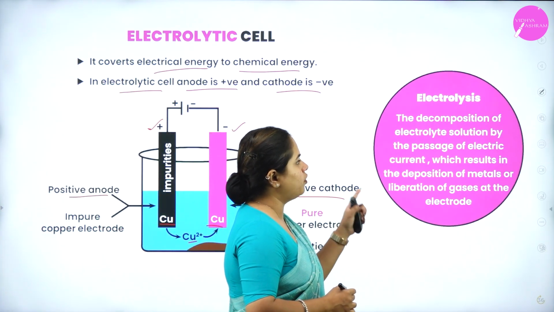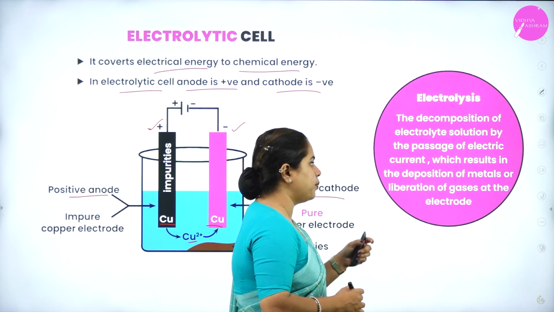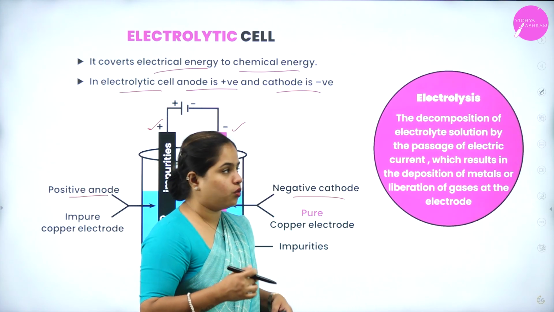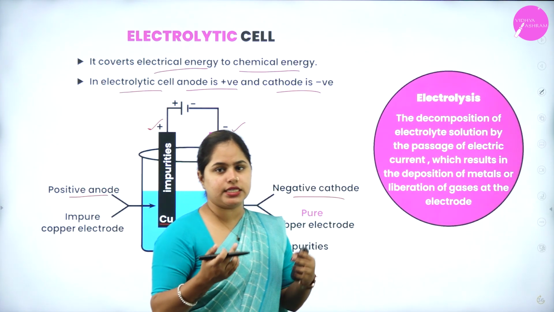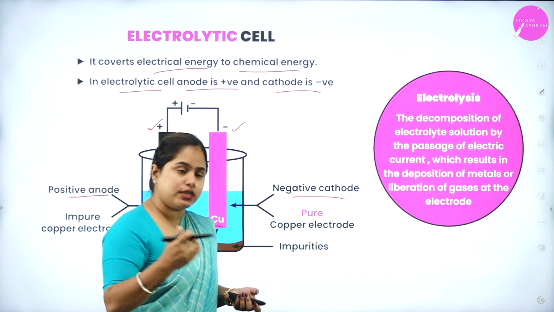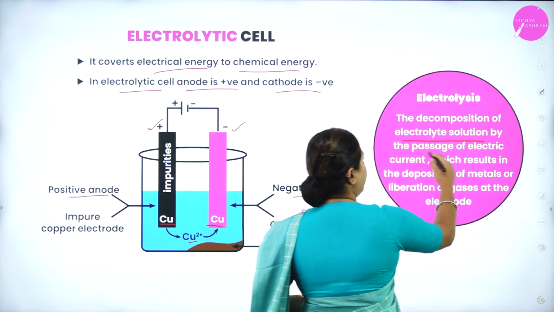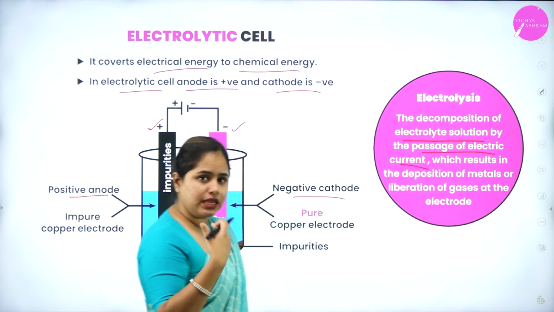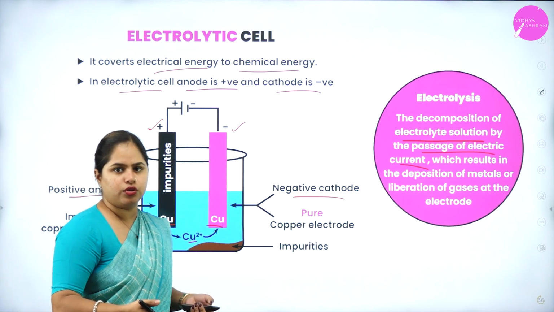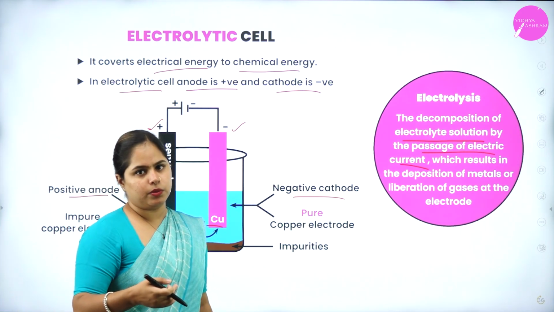The decomposition of electrolyte solution by the passage of electric current, which results in the deposition of metals or liberation of gases at the electrode. So what is happening in electrolysis? That is, in electrolytic cell, electrolysis process is taking place. We are passing electric current through this electrolyte solution and reactions are going to take place. Either some substance will be deposited or else some gases will be evolved.